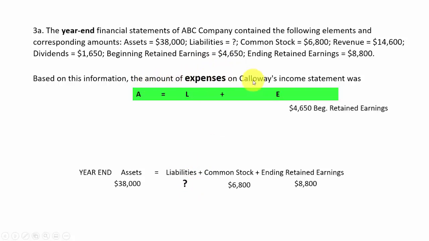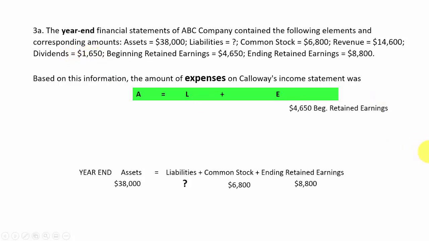So here's something to keep in mind. They did tell us that the beginning retained earnings at the beginning of the year was $46.50. Now, if you remember anything from the previous problem, if your beginning retained earnings are $46.50 and your ending retained earnings are $8,800 during this year, that means that retained earnings went up, and the way they go up is by having income. The way they go down is by having dividends. Now, did we pay any dividends? Yes, we paid out dividends of $16.50.